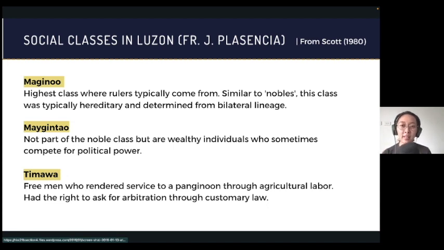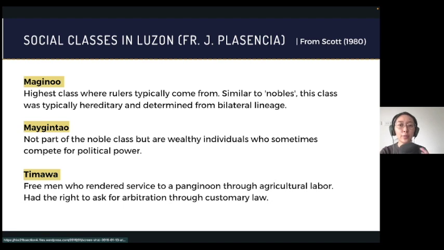So this is where the highest class of rulers come from, and they're similar to nobles. In fact, Scott calls them hidalgo in his writings. And hidalgo is a Spanish word for noble. Ganun. So they're determined from bilateral lineage, meaning both your mother and your father's royal or noble status will matter in determining what you become.